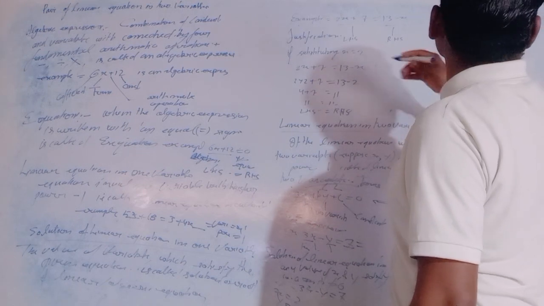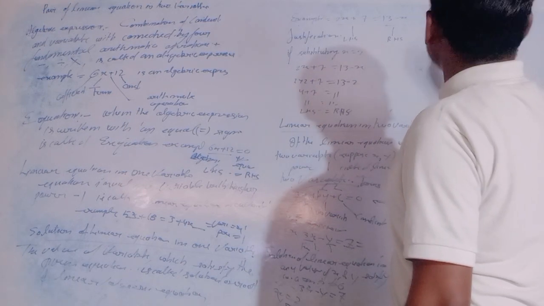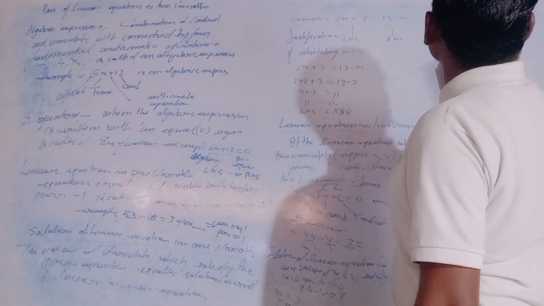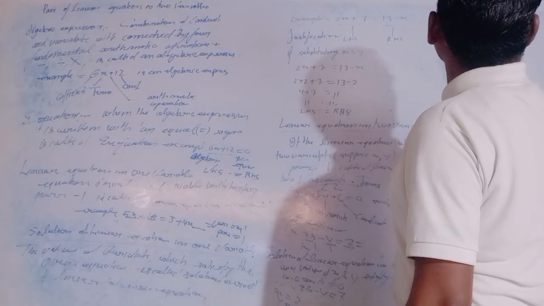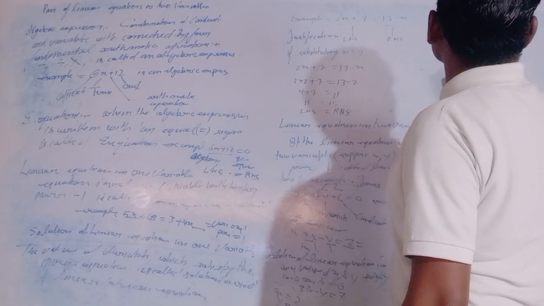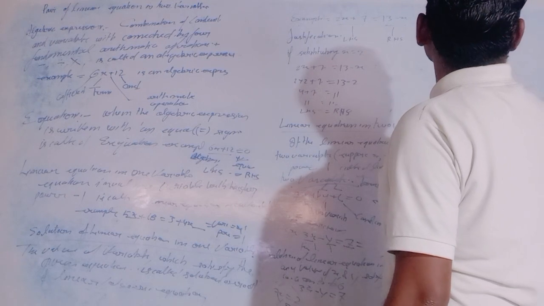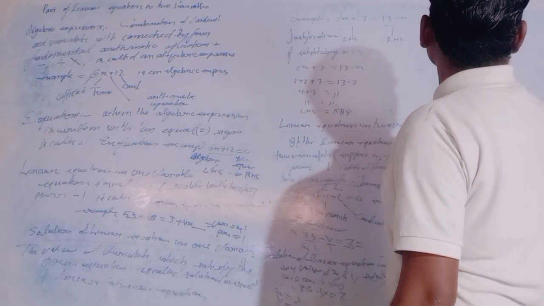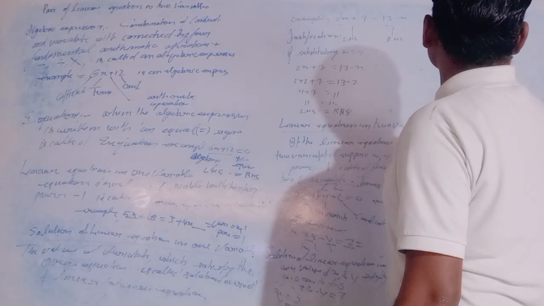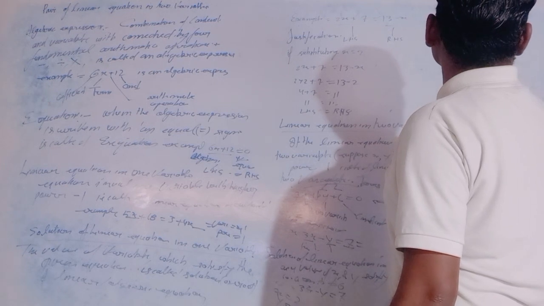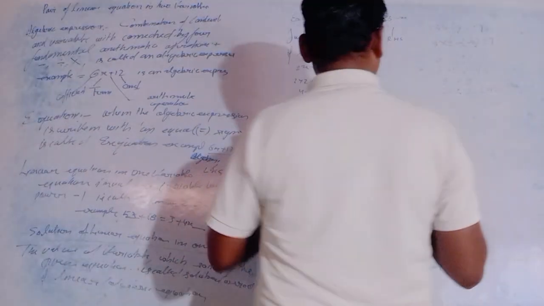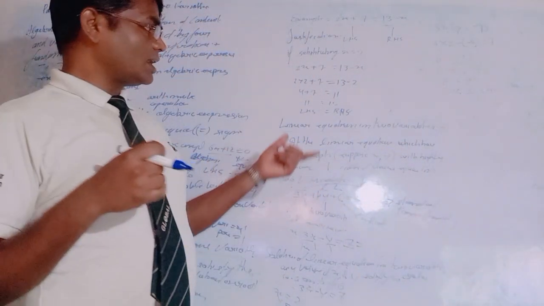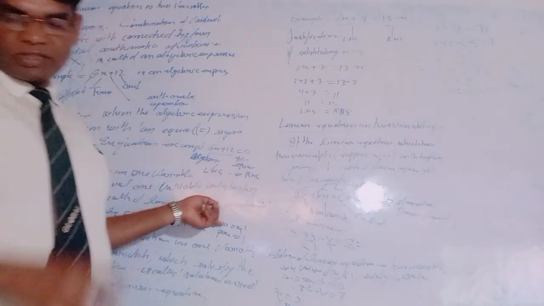And 3 times 2 is 6, and the y value is minus 2. So 6 minus minus 2, so 6 plus 2 is equal to 8, but we need 7. Then 8 is not equal to 7, so RHS is not equal to LHS, so it does not satisfy this equation. So this pair of values will not be a solution of the linear equation in two variables.